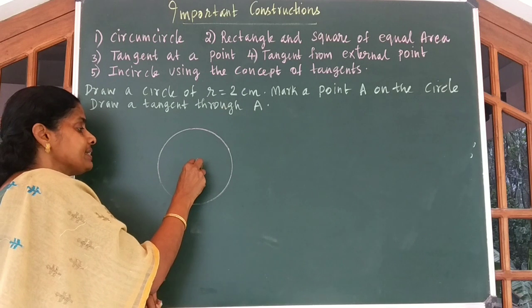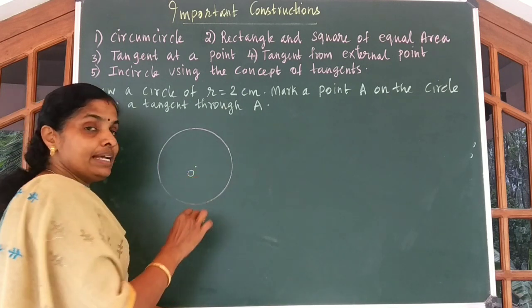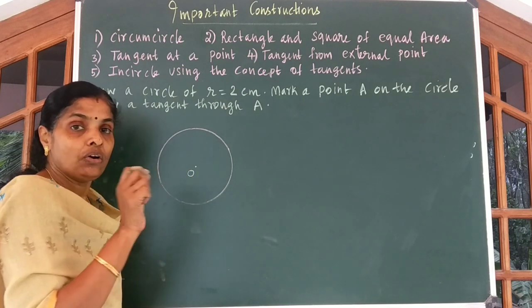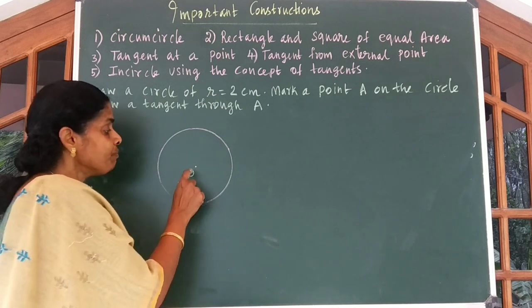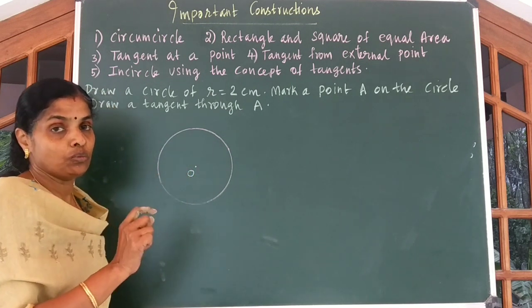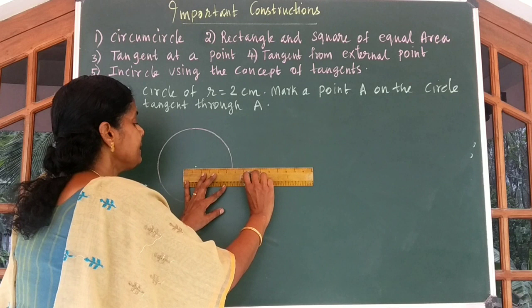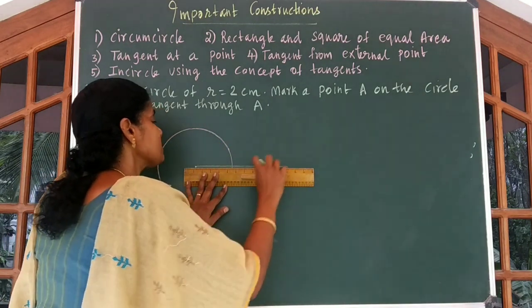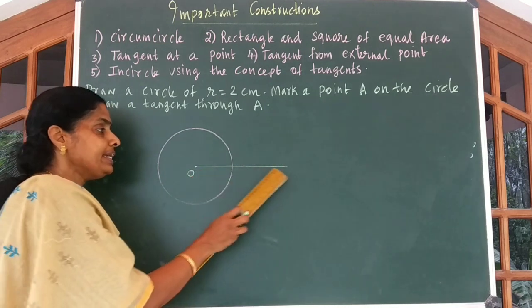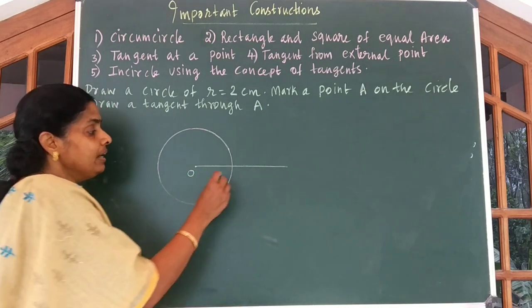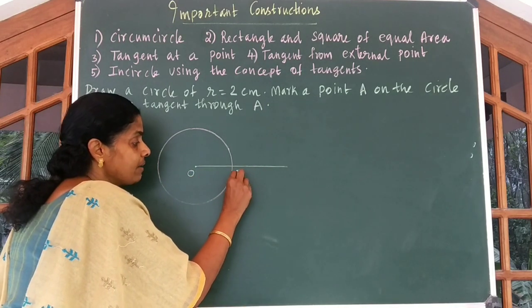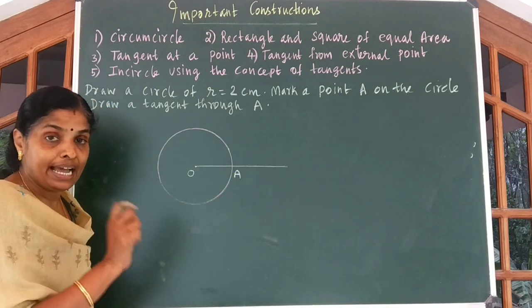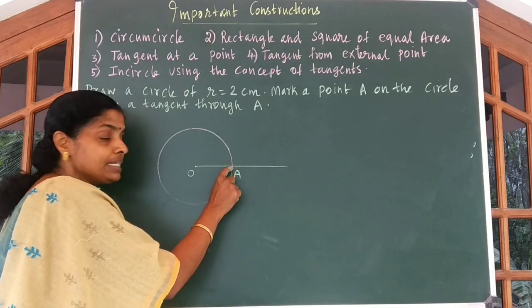Mark its center. I have marked its center as O. Now, extend the radius. We know the radius is equal to 2 cm. So, I have extended the radius and mark this point as A. We are going to draw tangent at the point A.